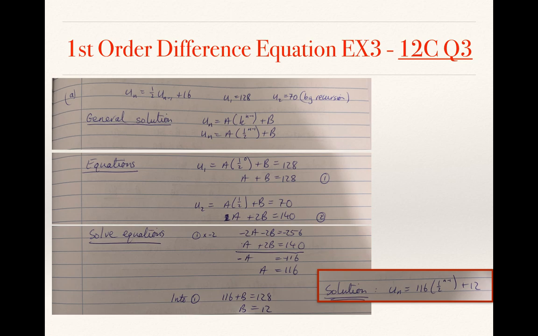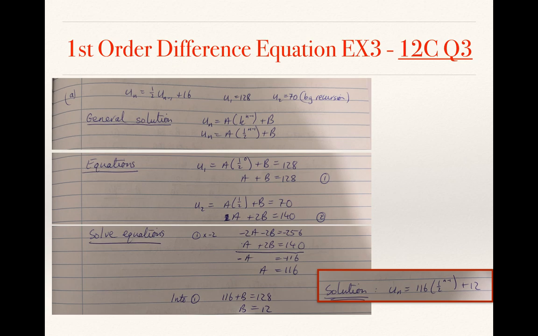And just for completion's sake, if we go back to the top box, where it says u of 1 is equal to 128, 1 stands for the first term, and then the 128 is the value of the first term. U of 2 is equal to 70, that's telling us the second term has a value of 70.